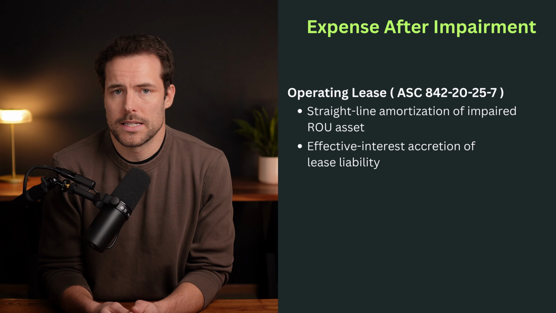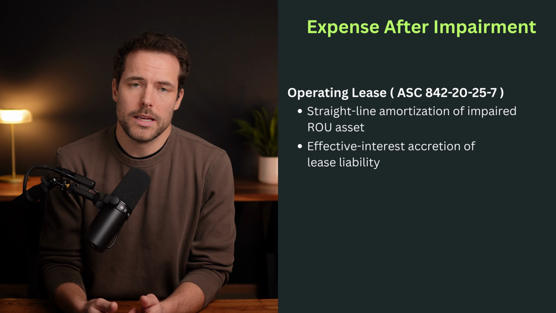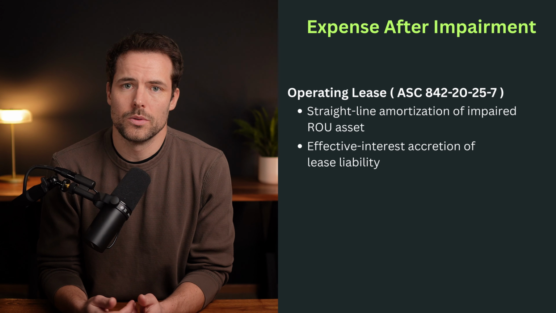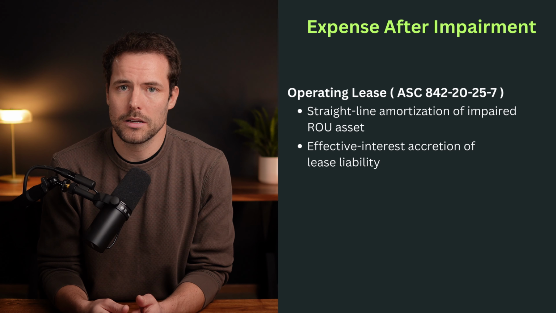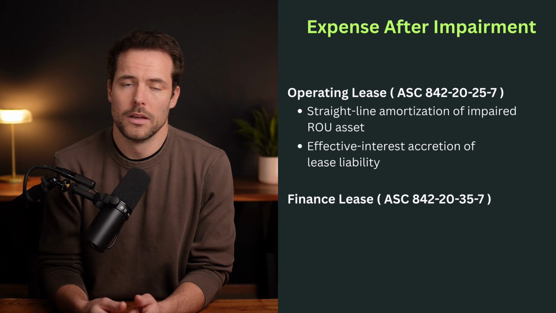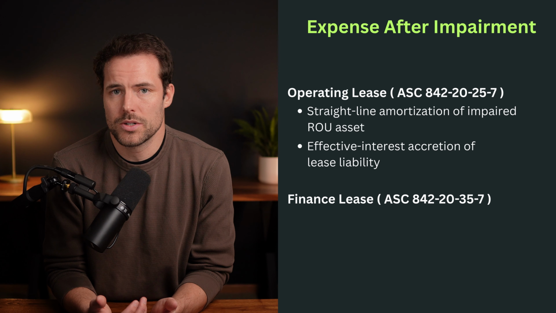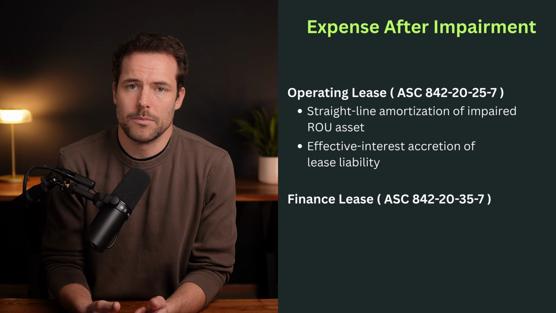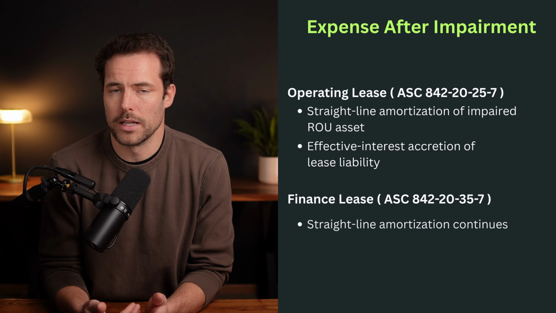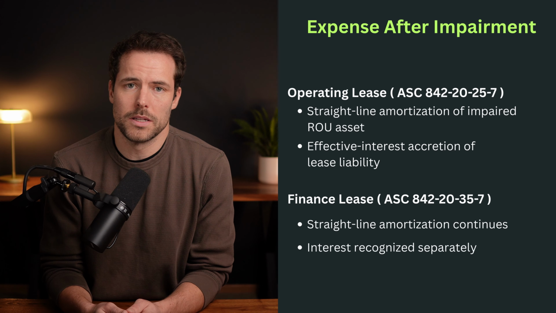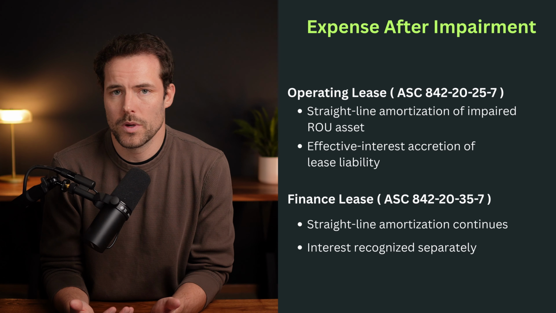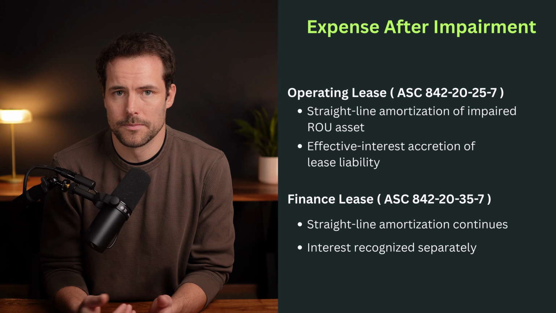For a right-of-use asset in a finance lease, ASC 842-20-35-10 requires us to continue amortizing the asset in accordance with paragraph 842-20-35-7. That paragraph does not provide any special rules for impairment. It simply states that finance lease right-of-use assets are amortized on a straight-line basis, while interest expense is calculated separately using the effective interest method, just as we would at any other point in the lease.